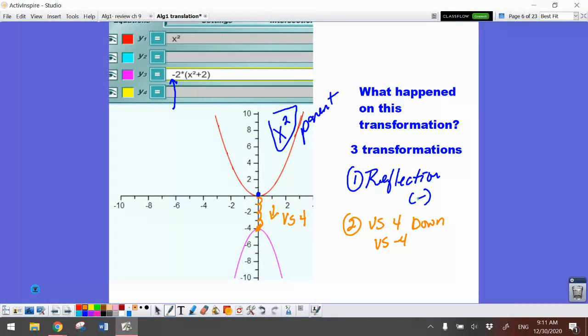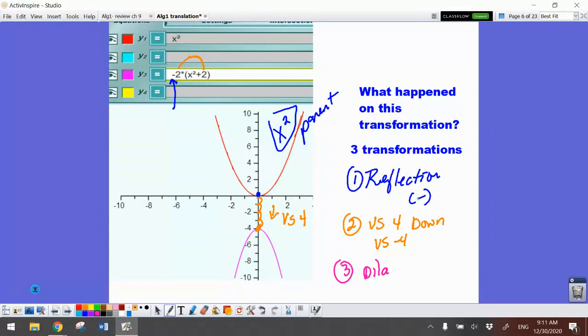Where would I get 4 from? Well, let's take a look at what we got here. If I was to distribute this, isn't that a -4? Yeah, so I'm going to see that a vertical shift can happen inside of my formula, my function, okay?